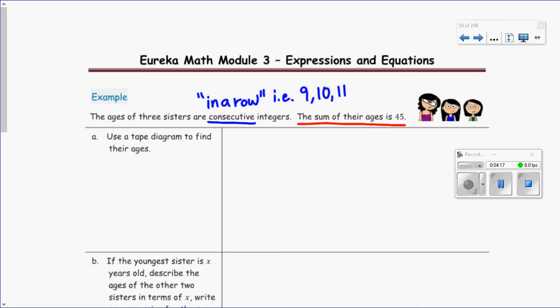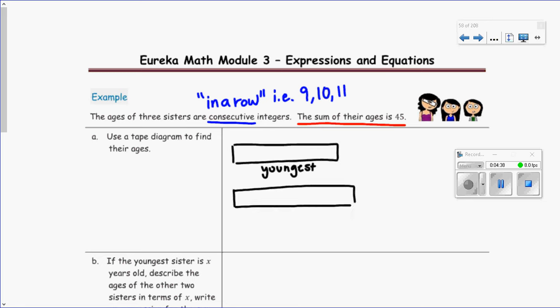But we can draw a diagram, we're going to draw a tape diagram actually, to help us understand how we can figure out the age of all the girls. So what I'm going to do is make a box for the youngest. Okay, I'm going to label it youngest. Now think real quick, the middle sister, how many years older is she than the youngest? What does consecutive mean? It means just one more. So we're just going to put a 1 here.